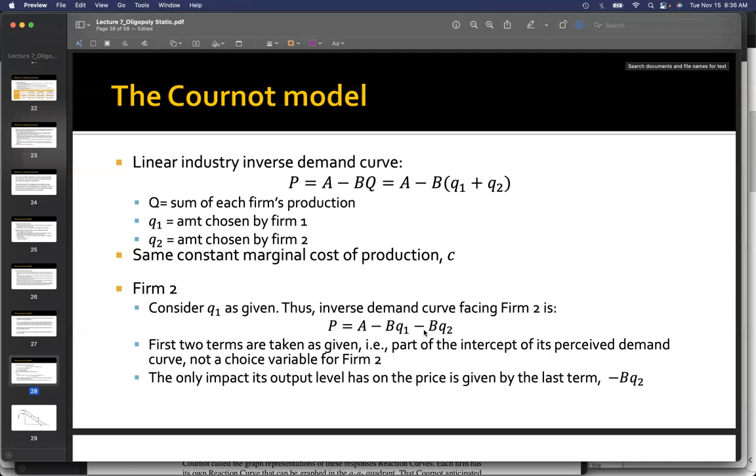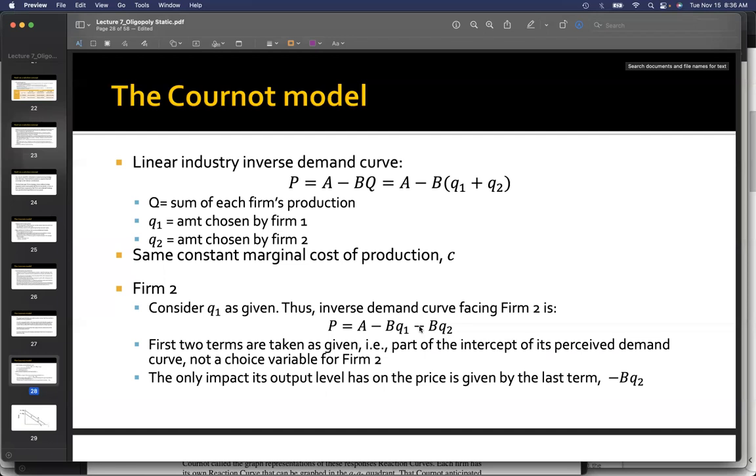Okay, but from the perspective now of maximizing your profits, since you cannot control Q1, you are quote unquote reacting to it. So this is your price or demand function. This part specifically, you cannot control. This is just a number. So for example, if Q1 is 10, B is 1. So this is just minus 10. Okay. So the first two terms are taken as a given. So it's now part of the intercept. So instead of A being the intercept, your intercept is this whole thing.